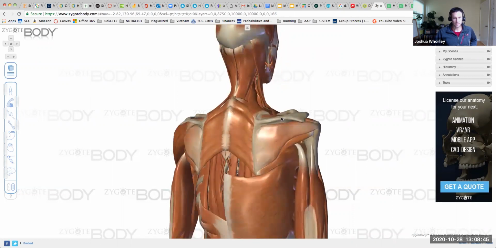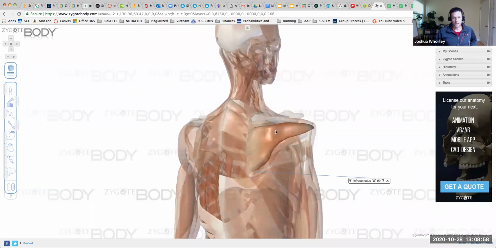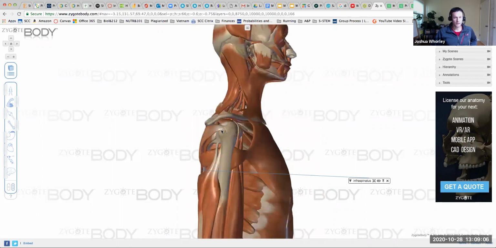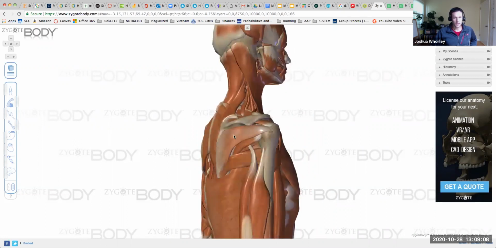Here's our scapula, right? You can see the spine of the scapula. This is the infraspinatus, right? It's underneath the spine of the scapula, originating on the infraspinous fossa. That's the infraspinatus. You can see then it's inserting on this outer margin of the humerus, just sort of behind the greater, kind of on the greater tubercle.